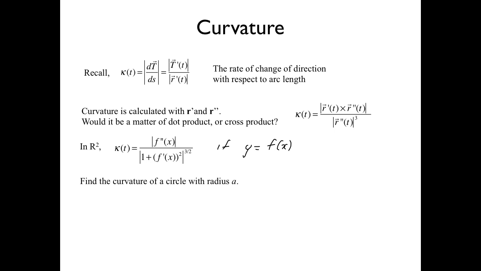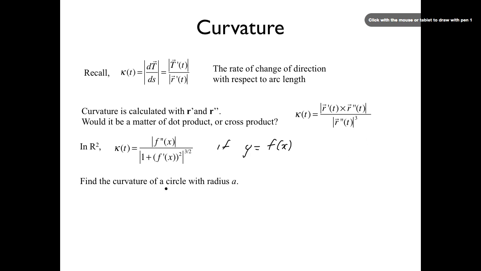Okay, so here's a nice exercise, and then it gives us a nice result, something important. We want to find the curvature of a circle with radius a. Find the curvature of a circle with radius a. So that's in R2. Would doing that be a matter of using this one, Exhibit A, or Exhibit B? All right, so we want the curvature of a circle with radius a. So use Exhibit A or use Exhibit B. What do you think? Go ahead.